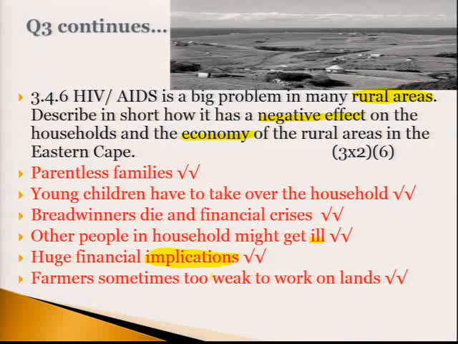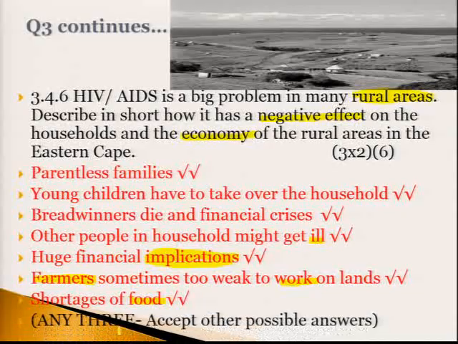Then farmers sometimes are too weak to work on land, but this will not refer to the farm owners, but the laborers, because they will be sick. Now we start to have food shortage. This is food insecurity. Take any three of the possible answers as to how HIV and AIDS can have an impact, especially the negative one, on the economy of this farm.